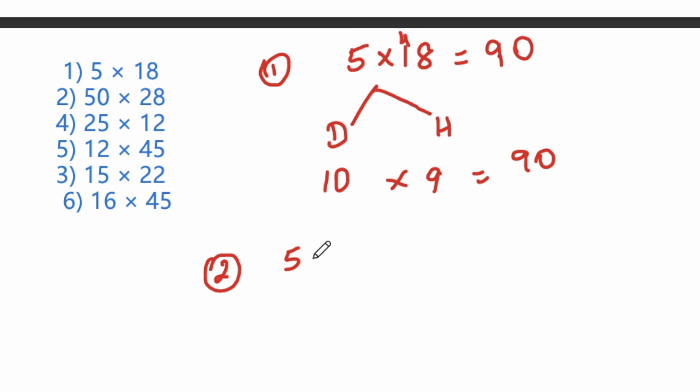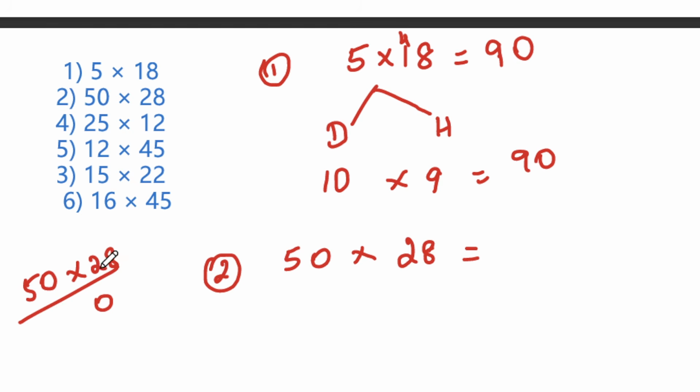We have 50 into 28. So we have 50 into 28. First we will multiply this. So 50 into 28. 0 eights are 0. 5 eights are 40. 2 zeros are 0. 5 twos are 10. So 0, 0, 4, 1400. So 1400. So again what I'm going to do is I'm going to double and I'm going to half.